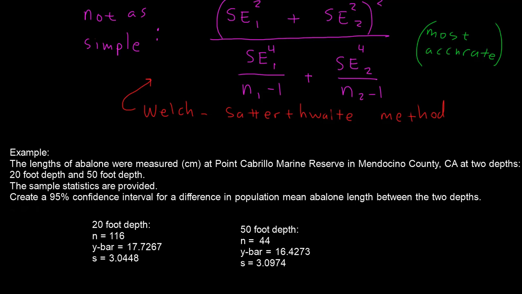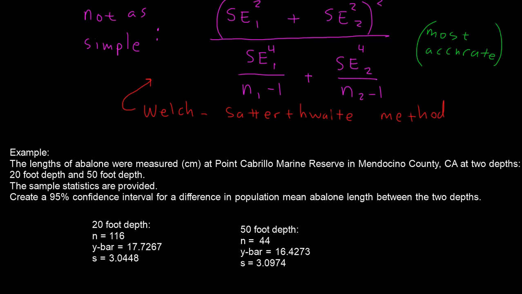Okay, so in this video we're going to look at an example of how to calculate a confidence interval to estimate the difference in two population means. So I've got an example written out here. This is one of my favorite examples. You can probably guess why.